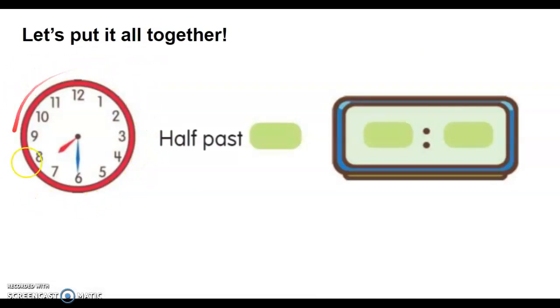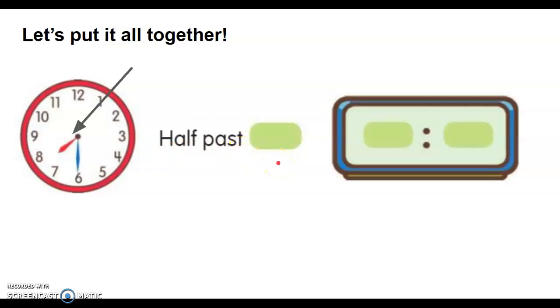Let's put it all together. So now we have an analog clock and a digital clock to practice on. So we're looking at our hour hand, which is in between 7 and 8. We know it's not 8 yet, it's still 7. And the minute hand is on the 6, which tells us that it's 30 minutes. So it's 7:30 or half past 7.